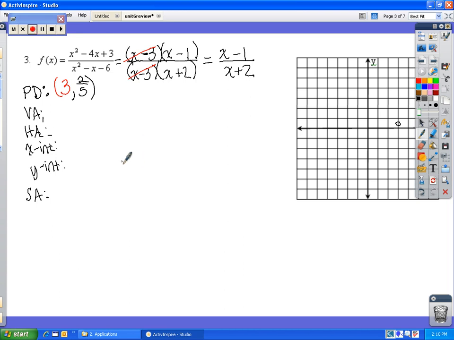Alright, now, my vertical asymptotes are when the bottom of the simplified function equals 0. So in this case, x plus 2 is going to equal 0 at negative 2. So x equals negative 2 is going to be my vertical asymptote. So I'm going to go ahead and fill that in to my graph.